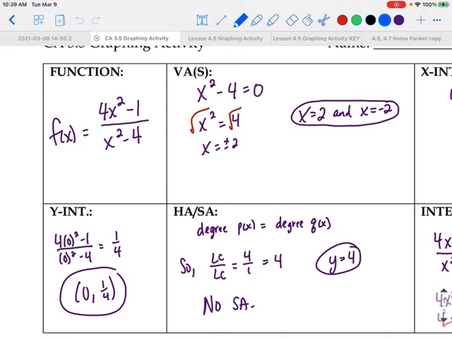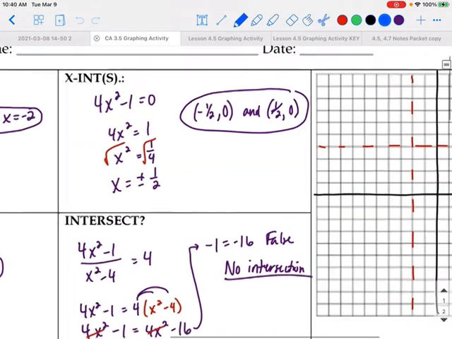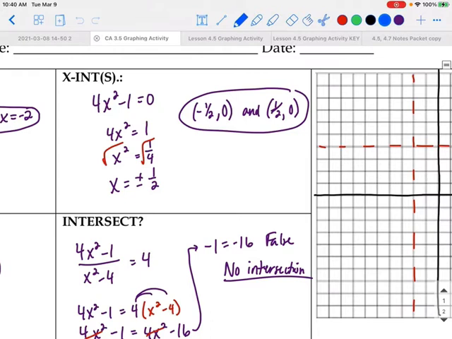Okay, next let's do our y-intercept. For y-intercepts, I plug 0 in for every x in my function, and then I simplify, so I got positive 1/4. So our answer for y-intercept is the point (0, 1/4). For my x-intercepts, I set my numerator equal to 0 and solve. When I do that, I get plus or minus 1/2. My final answer, I'm going to write as points, so I get (negative 1/2, 0) and (1/2, 0).